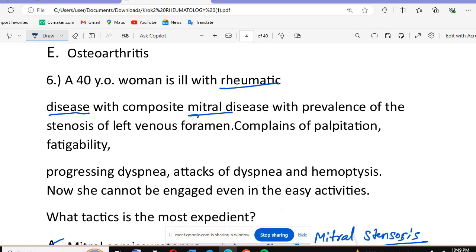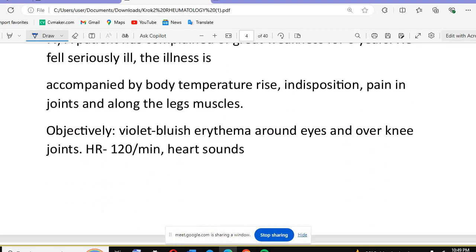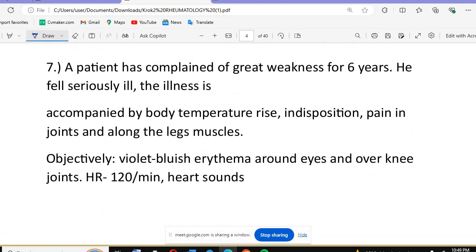After that, the next question we have already done is question number 7. A patient has complained of great weakness for the 6th year. Now see the translation, the great weakness. And he fell seriously ill. The illness is accompanied by a rise in body temperature, indisposition, pain in the joints and leg muscles, and violet bluish erythema around the eyes. This is the main key point here.